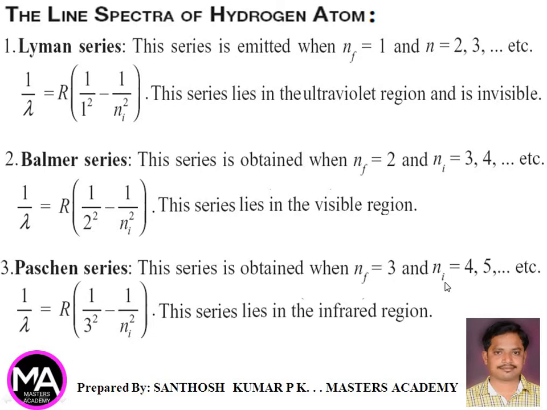Here the final level is 3 and the initial levels are 4, 5 up to infinity. The empirical formula is 1 by lambda is equal to R into 1 by 3 square minus 1 by Ni square, and this series lies in the infrared region.